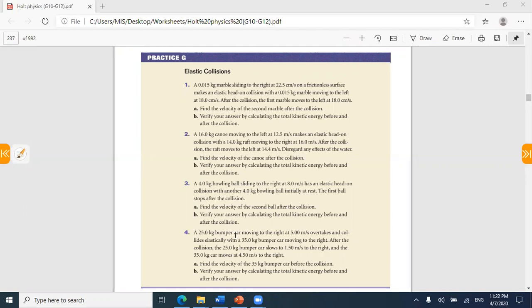A 25 kilogram bumper car moving to the right at 5. So M1 is 25 kilogram and V1 initial is 5. It overtakes and collides elastically with a 35 kilogram bumper car moving to the right, but without giving us its velocity. So M1, V1 initial, M2, no V2 initial right now. After the collision, the 25 kilogram car, which is M1, is moving with 1.5 meter per second to the right, so this is V1 final, and the 35 kilogram car moves with 4.5 meter per second to the right, so this is V2 final. So we have M1, M2, V1 initial, V1 final, and V2 final. What is left? V2 initial. So find the velocity of the 35 kilogram car, which is M2. We have to find V2 before the collision, so V2 initial, and then we have to verify. Let's go.